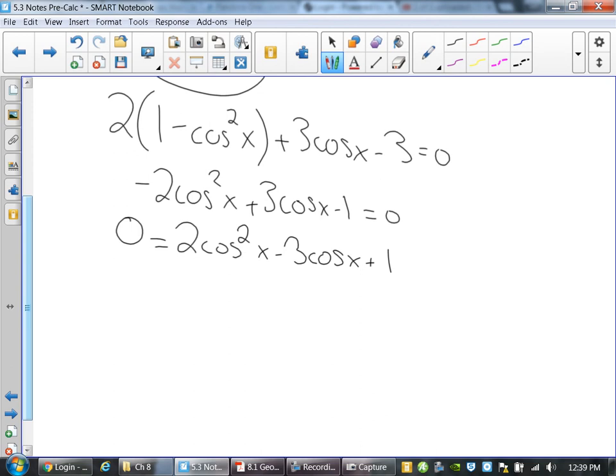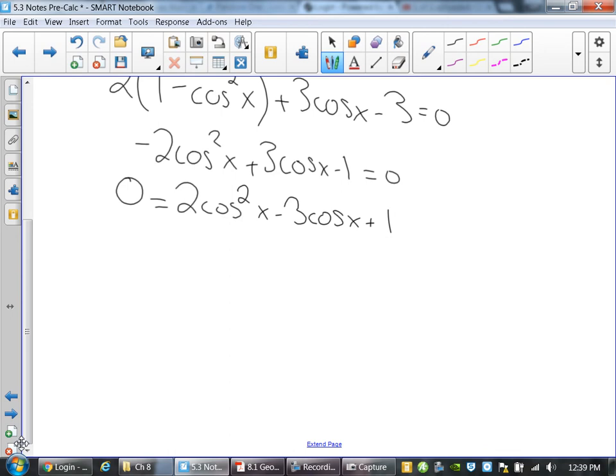Now you have a factoring problem that's not so bad. What times what is positive 2 and adds together to get negative 3? Negative 2, negative 1. I'm going to write it out with this u again so you don't get lost in all the cosine and all that other stuff. Everybody okay? I just put u's in again. And then I do another factor by grouping.